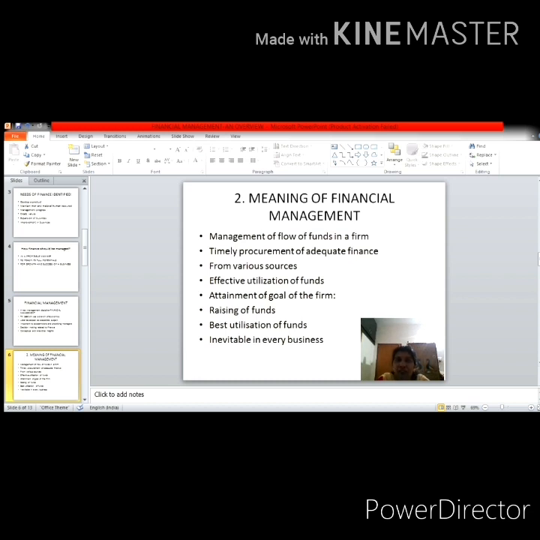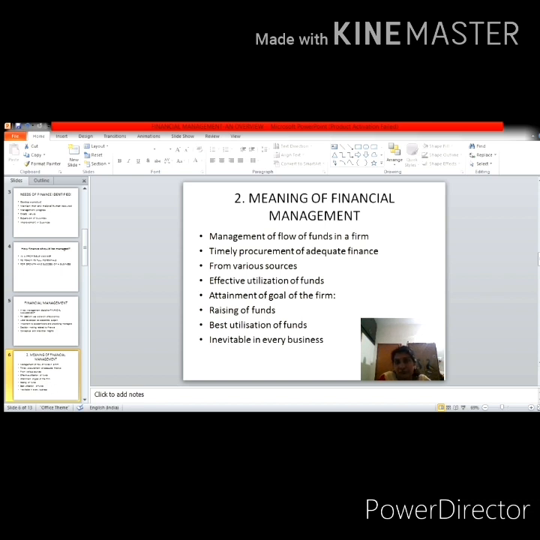Effective utilization is where there should be a predetermined objective. What is a predetermined objective? For what purpose the fund has been procured, whether it is a short-term objective or a long-term objective. That should be determined by the finance department. So, the flow of funds is very important. The timely procurement of funds is important. Adequate funds have to be procured. What are the sources from which the funds are procured and how they are effectively utilized should be identified by the management, the organization, the enterprise or the finance department. Now, how can the attainment of the goal of the firm be identified? By raising the funds, and if it effectively utilizes the funds, it attains the goal.